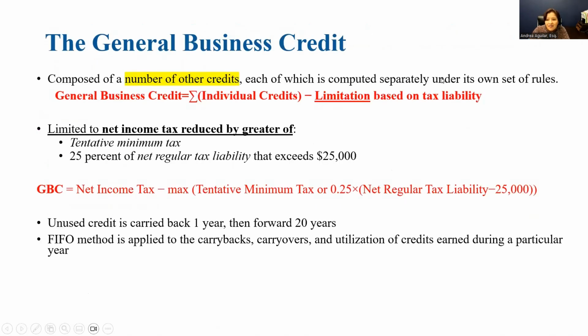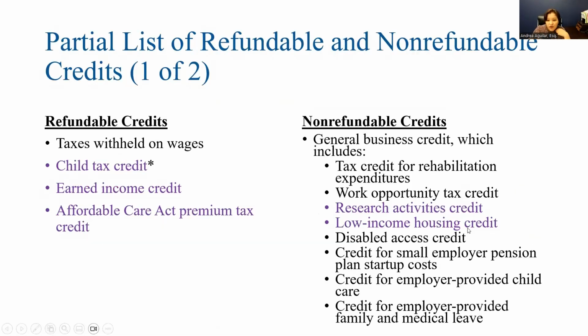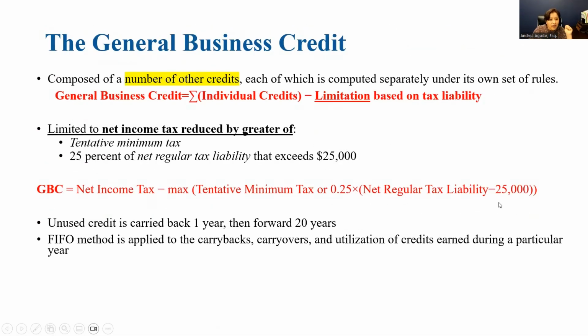Okay, so let's start with a big one, the general business credits. This is a type of credit that includes a number of other credits, and each of them is going to be computed separately, but we're going to apply a limitation. So you are going to be allowed to get this credit, but unfortunately there's a limitation that you have to apply. So we have to follow different steps whenever we want to calculate the general business credit. And we have seen that there are different types of credits that will be included in the general business credit. So whenever we're dealing with the general business credits, we're talking about that group of credits.